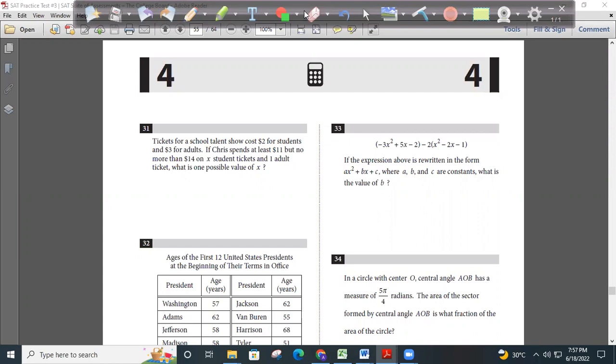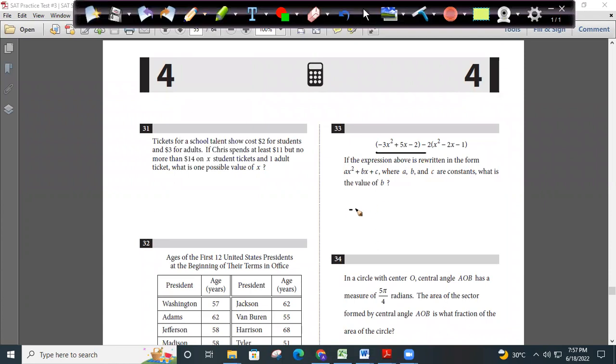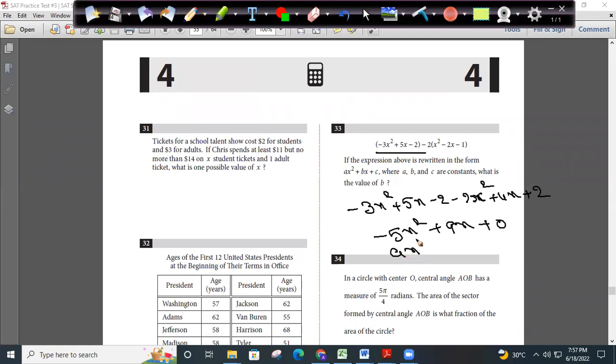Very good. Now we should not make a mistake in this question. If you make a mistake, I'm not saying you are good or bad, but we need to learn what the mistake is. Minus 3x squared plus 5x minus 2, minus 2x squared plus 4x plus 2, minus 3x squared, gives minus 5x squared plus 9x plus 0. Compare this with ax squared plus bx plus c: the value of b is 9.